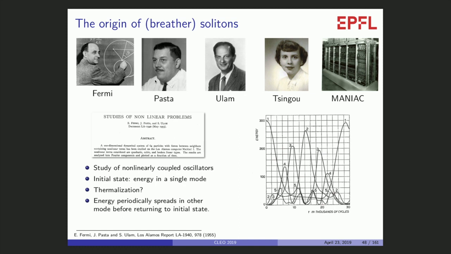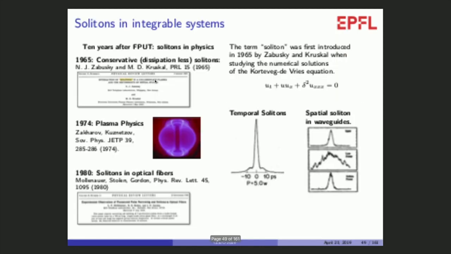However, what they found is that when they render simulations, the energy of the system would not thermalize, so each oscillator would not obtain kBT over 2 energy over time. Rather, they would see that the energy would be periodically excursing. It would take excursions through different coupled oscillators and return to the initial conditions. And this, in fact, is nothing else than a breather soliton. A breather soliton is a temporally reoccurring state. And so in these systems, there's no thermalization. And this was the first observation of so-called breather solitons.